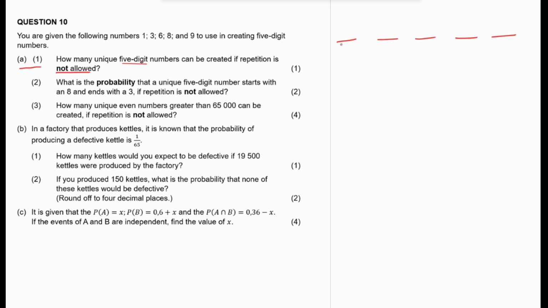For the first slot, we have 5 choices. And then for the second slot, we'll have 4 choices because one number will go in the first slot. So we have 4 choices here. If the first number goes here and the second number goes here, we're left with 3 numbers. So here we have 3 choices for the third number.